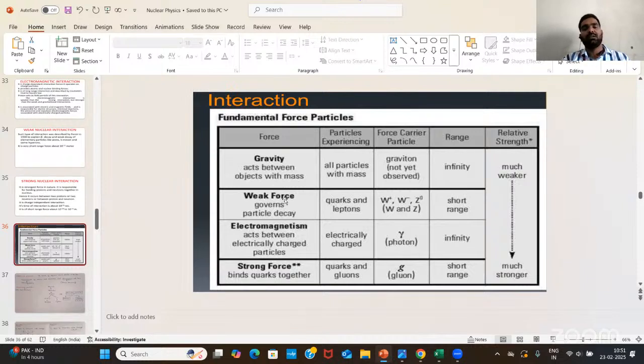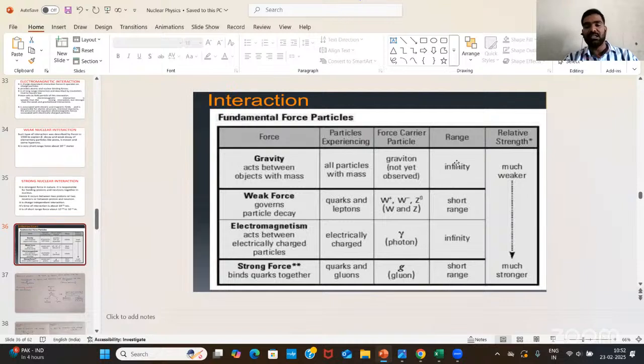Here the force is what? Gravity acts between objects with masses. It acts between the two masses. All particles with mass experience it. What are the force carrier particles in this gravitational interaction? Gravitons. So these are not yet observed. They are saying that these are not yet observed experimentally, but these are gravitons. They are saying force carrier particles are the gravitational interaction carriers actually.